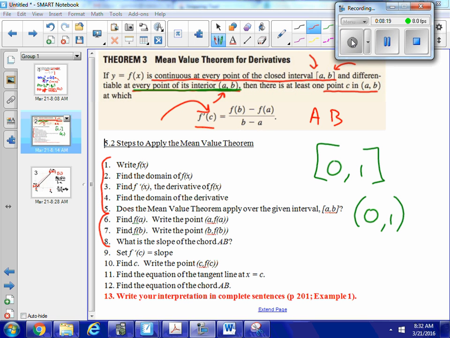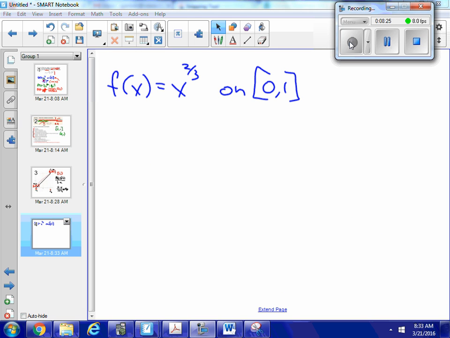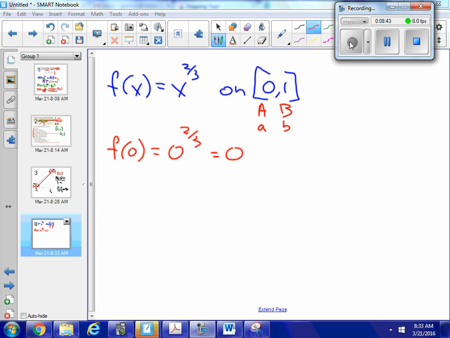So here again is my function. This is my a, this is my b, or we can make it little a, little b. So what is f of 0? Well, f of 0 is 0 to the 2/3 power, so it's equal to 0. So that point is going to be the point (0, 0). And if I look at my graph, that certainly looks like that's the point right there.